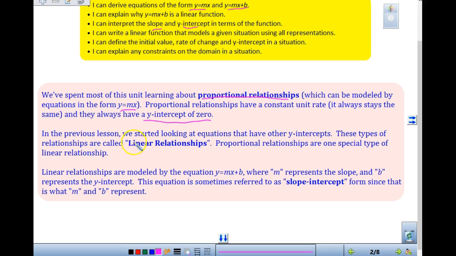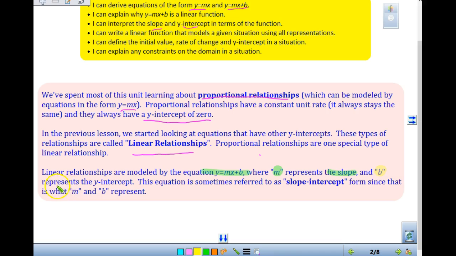Sure. In the previous lesson, we started looking at equations that have other y-intercepts. These types of relationships are called linear relationships. Proportional relationships are one special type of linear relationships. Thane, you want to keep going? Linear relationships are modeled by the equation y equals mx plus b, where m represents the slope and b represents the y-intercept. This is sometimes referred to as slope-intercept form, since that is what the m and b represent.